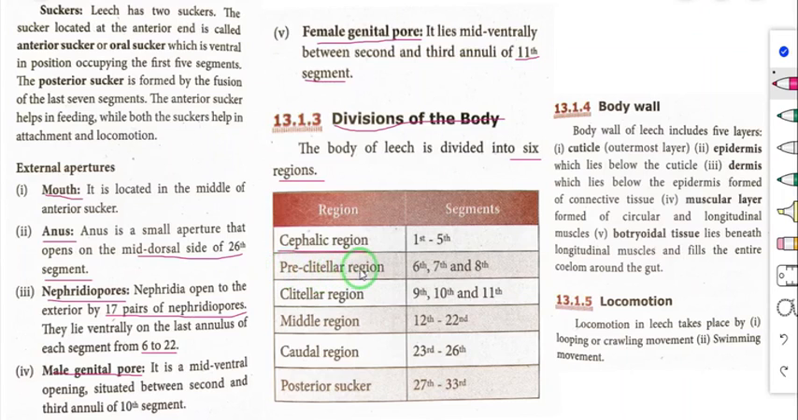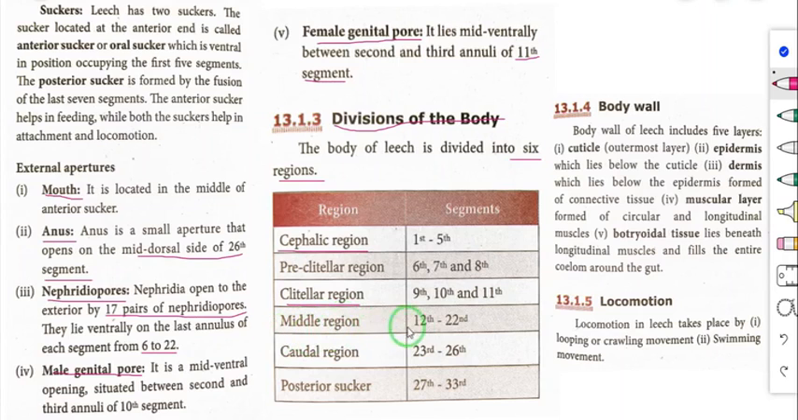Then the preclitellar region. Clitellar, I already told you, means the thickened area. The preclitellar region is located in the 6th, 7th and 8th segments. Then the clitellar region, that is the thickened area, is located in the 9th, 10th and 11th segments.